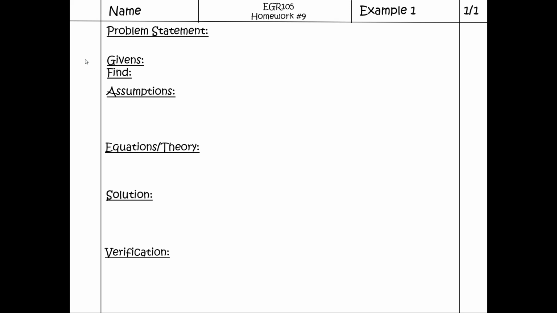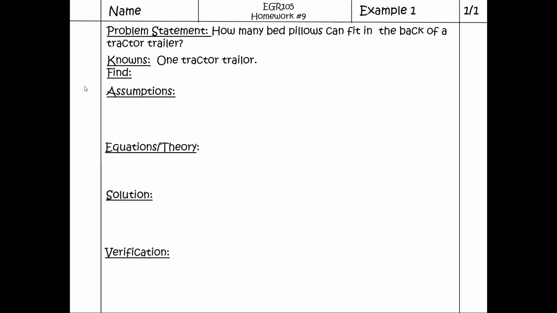So what was the problem that was given to us? We can write it in our own words, and it is how many bed pillows can fit in the back of a tractor trailer? All right. So what do we know? What are our knowns, our givens? It says knowns. You can also see the words givens. That's fine. What we know is we're using one tractor trailer.